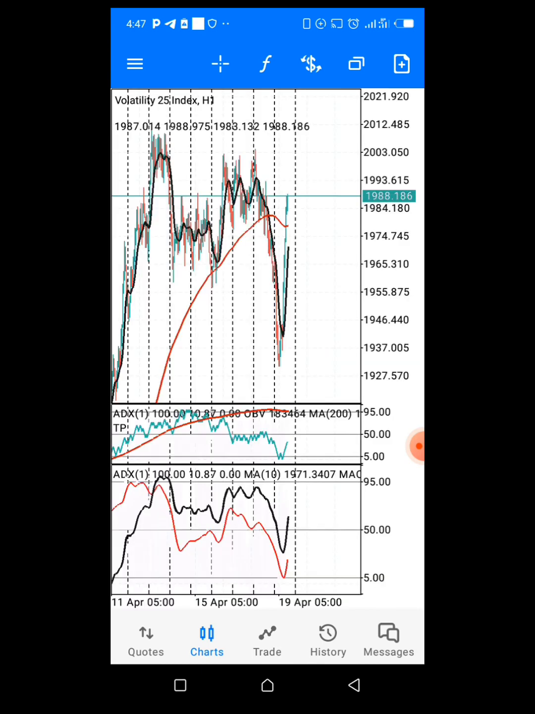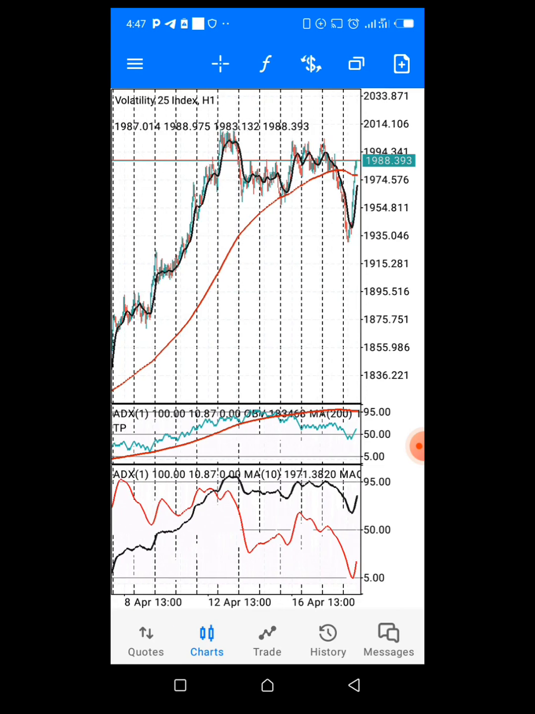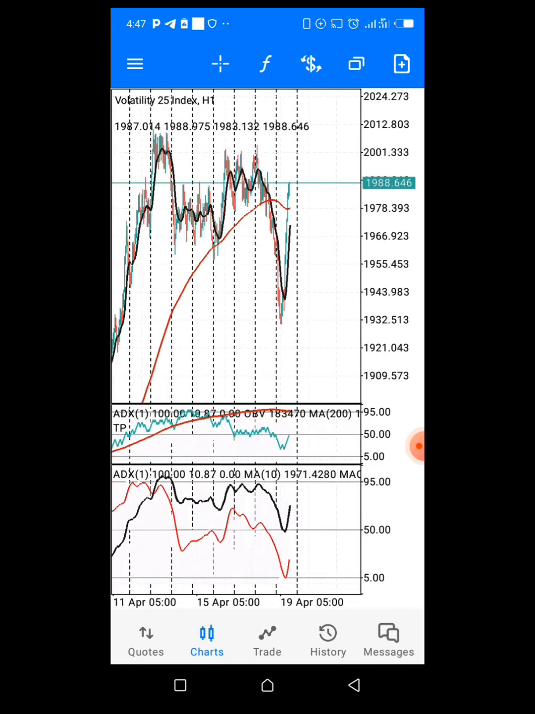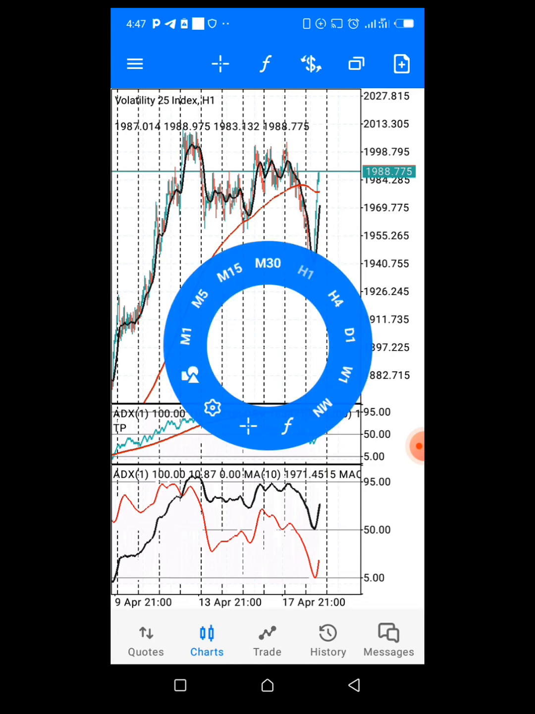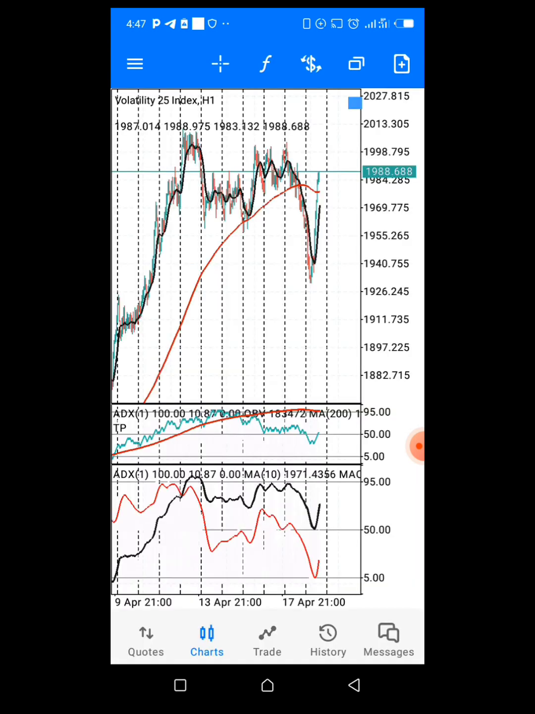So you move to the 1-hour time frame and see what the market is doing. Also, you can see in the 1-hour time frame, the market is trying to create a head and shoulders pattern. This is the head. Can you see that? This is the left shoulder and this is the right shoulder. So what are we looking for in this market now?